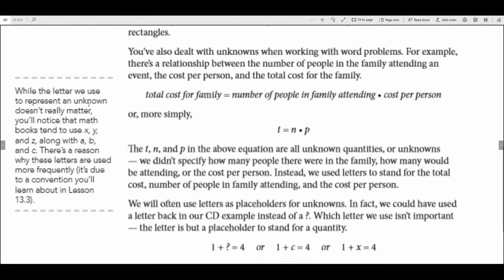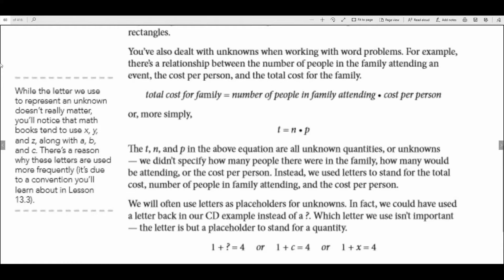Now, before we go on, I want to read this little section right here. The letter we use to represent an unknown doesn't really matter. You'll notice that math books tend to use X, Y, and Z, or A, B, and C. There's a reason why those particular letters are used most frequently. It's due to a convention that we'll talk about later on in chapter 13.